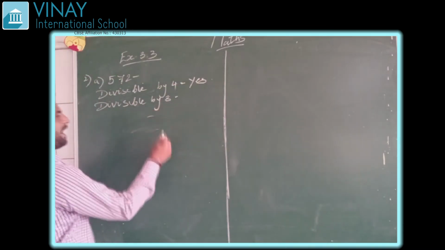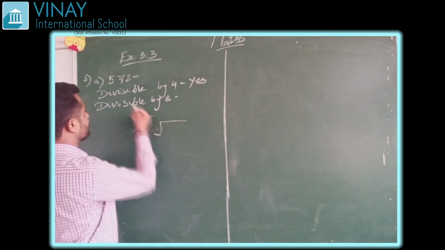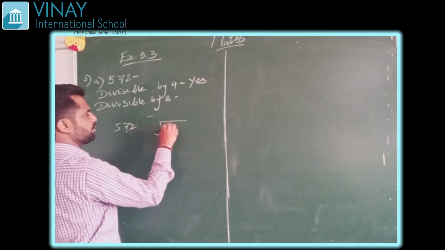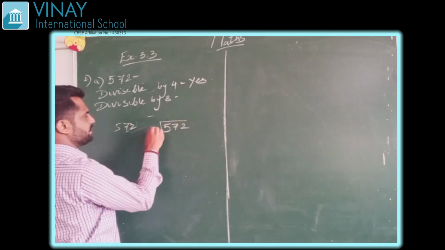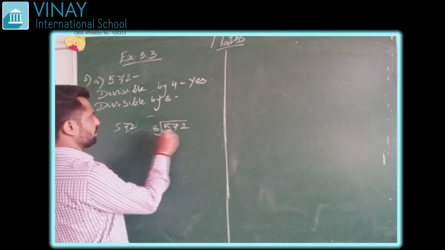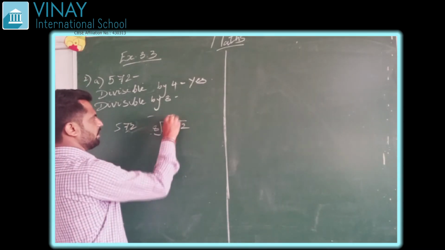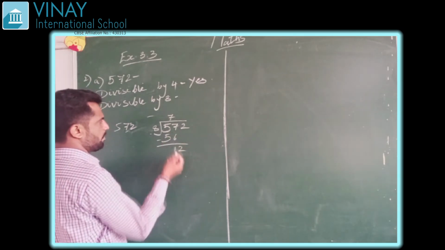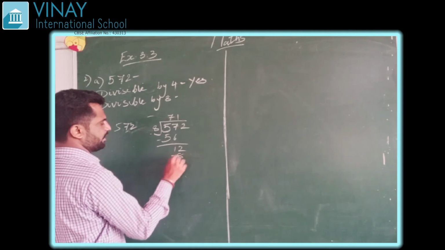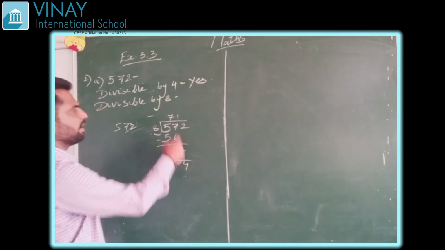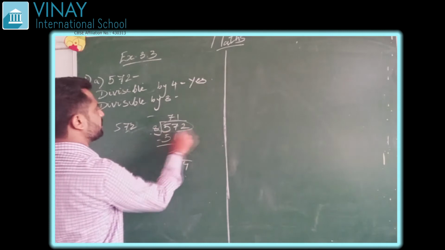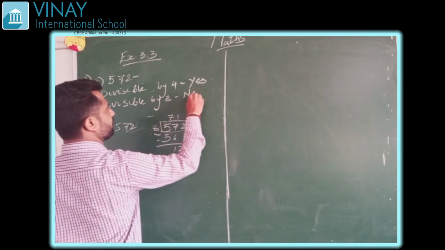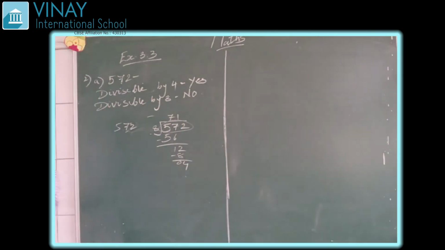Now for divisibility by 8, we need to see the last three digits. Here the number is of 3 digits, 572. We need to check whether it is divisible by 8 or not. 8 7s are 56, 1 2. 8 1 is 8, and here is a remainder, so it is not divisible by 8, because these last 3 digits are not divisible by 8.